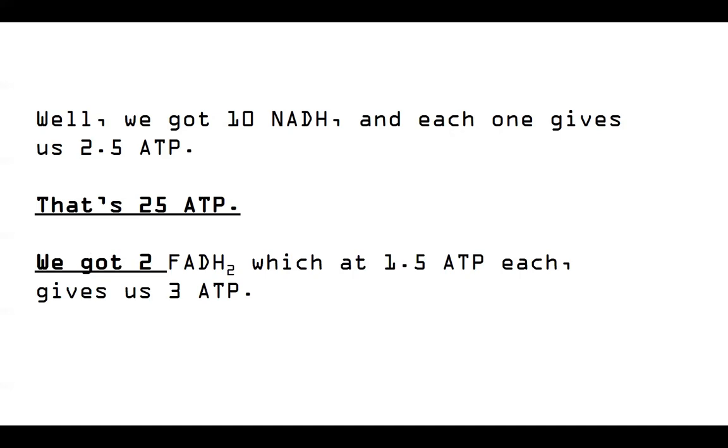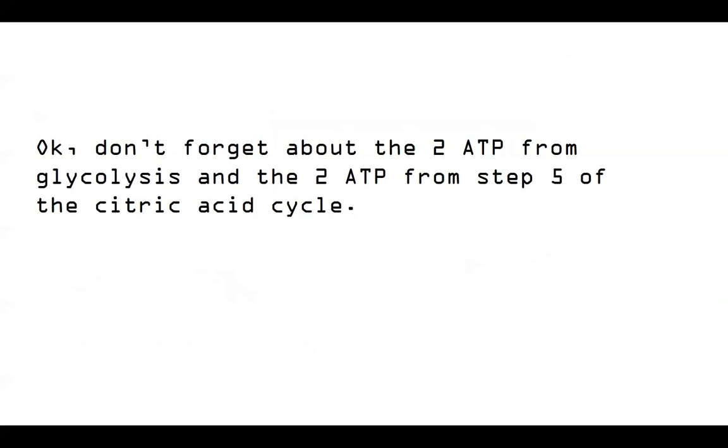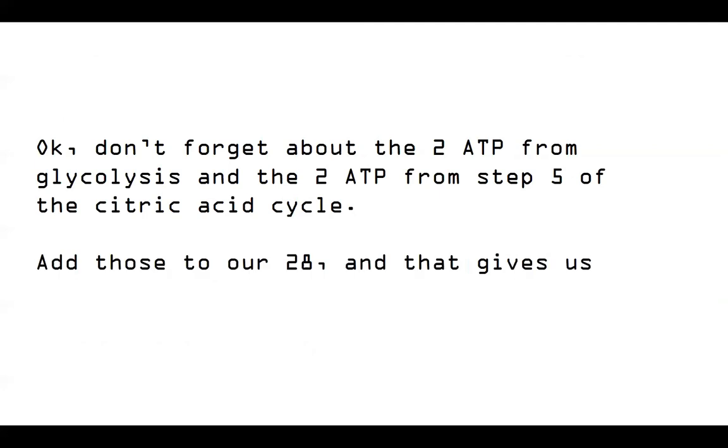We got 2 FADH2, which only give us 1.5 ATP each. So since we had 2 of those, we get 3 ATP, specifically from FADH2. So far, that's 28 ATP. So that's not our 32 to 36, but don't forget about those 2 ATP from glycolysis, those bonus fries, and the 2 ATP/GTP from step 5 of the citric acid cycle. If we add those to our 28, that will give us 32 net ATP.